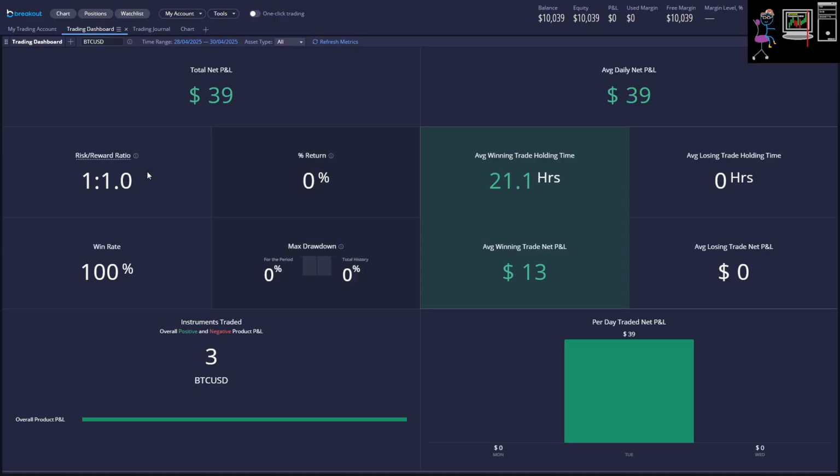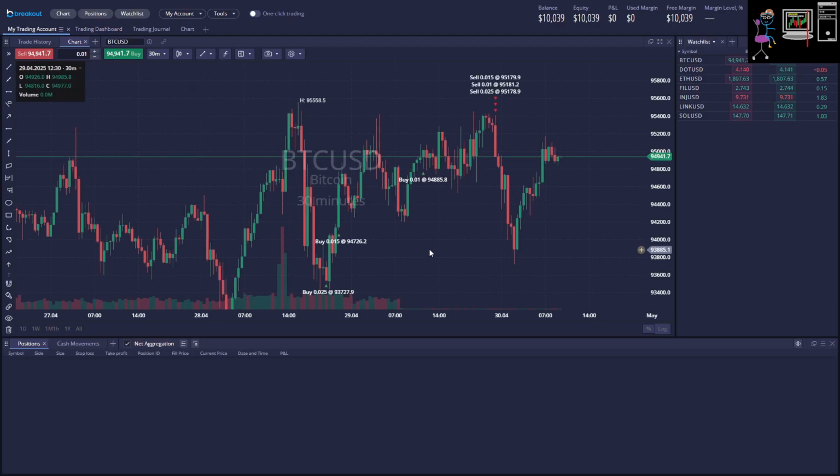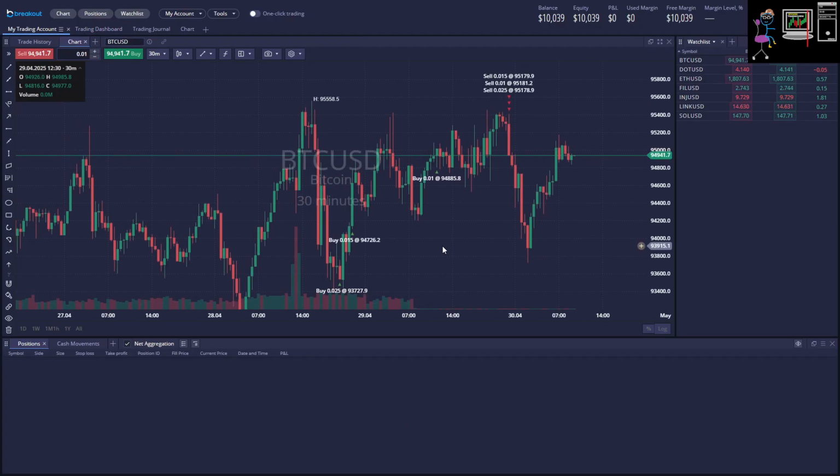It has some stuff here, like you can see a risk reward ratio, which I don't really honestly care about. Win rate is kind of whatever. Then I guess you have some average winning trade holding time. This is not a bad statistic. This is actually a good statistic. So yeah, this is pretty much it. I like to keep it very simple when I'm trading.